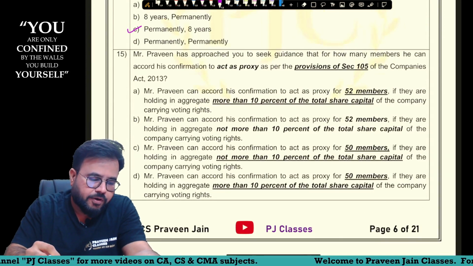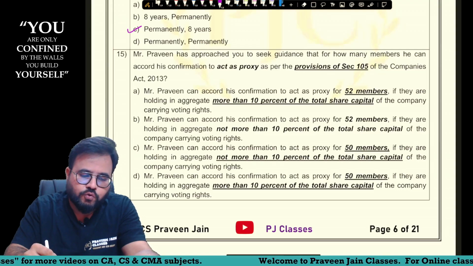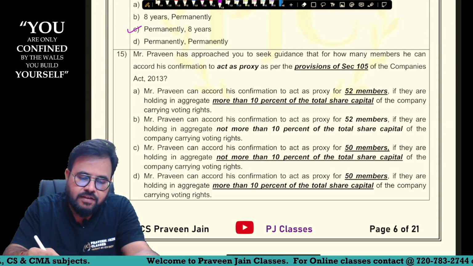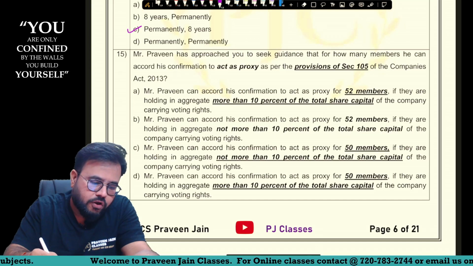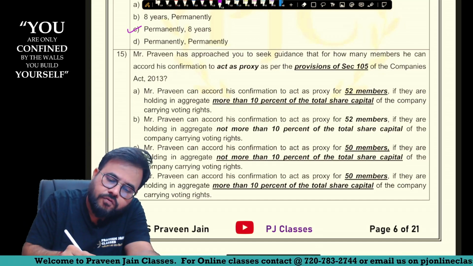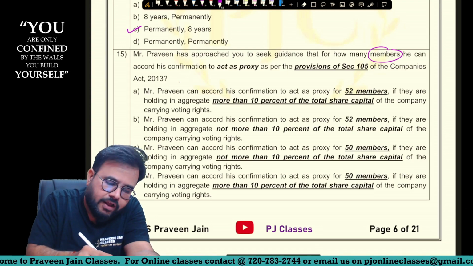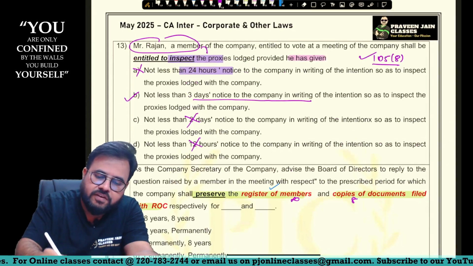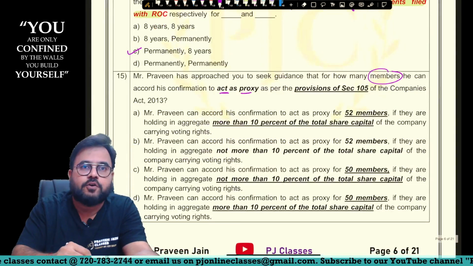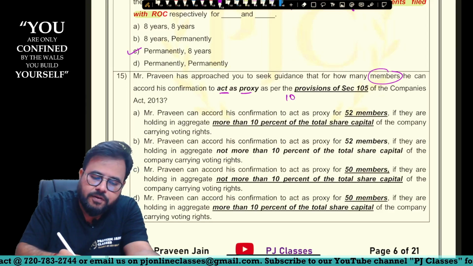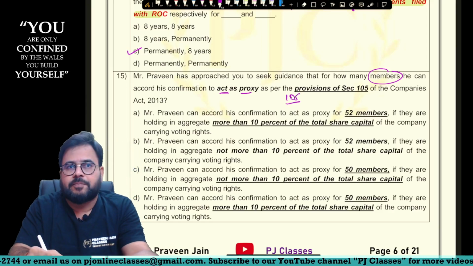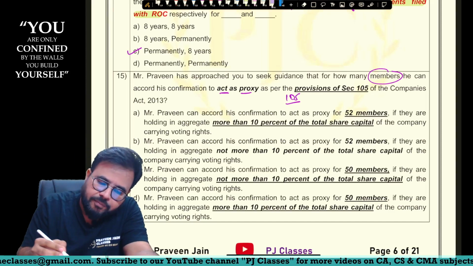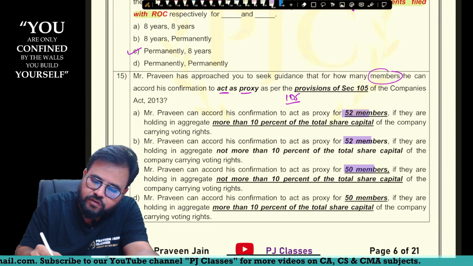Now let us see the 15th point. Mr. Praveen has approached you to seek guidance on how many members he can accord his confirmation to act as a proxy for. Now, just now we have seen proxy, section 105. Again they are asking a question relating to proxy only, sir. Now if you observe, sir, at most a person can act as a proxy for 50 members. So you cannot be a proxy for more than 50 members. So let us see, this is 52, this is 52, this is 50, this is 50.